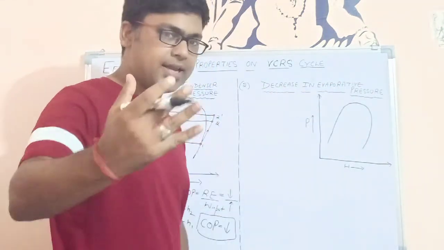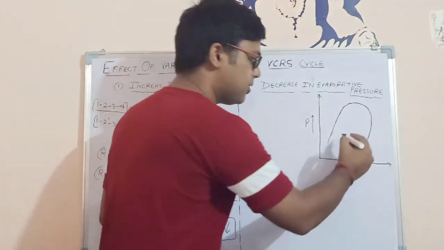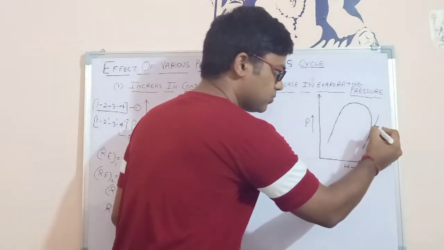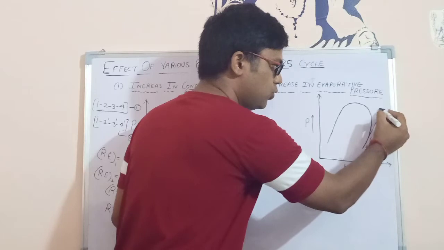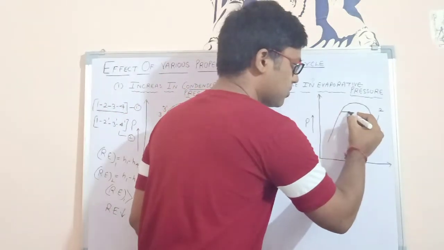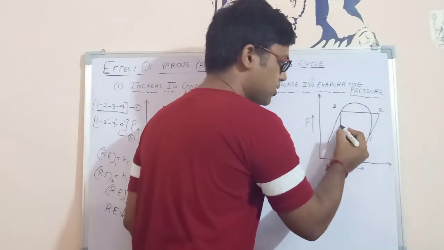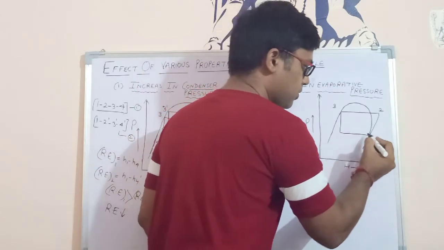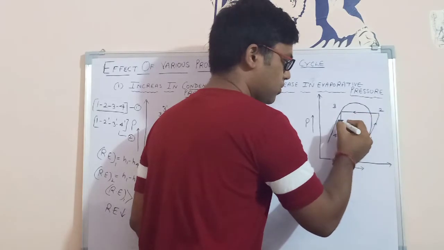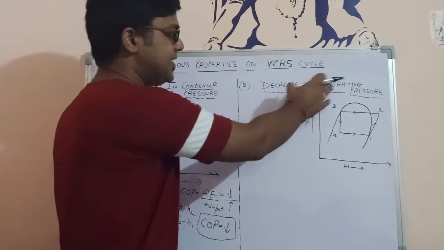Now again I have to show basically the first thing, that is 1, 2, 3, 4. So 1, 2, 3, 4 basically will be like 1 to 2 like this, 1 to 2, clear? Again from 2 to 3, same, 2 to 3, and then 3 to 4, simple case. Okay, now he says, what is the effect of decrease in evaporative pressure?